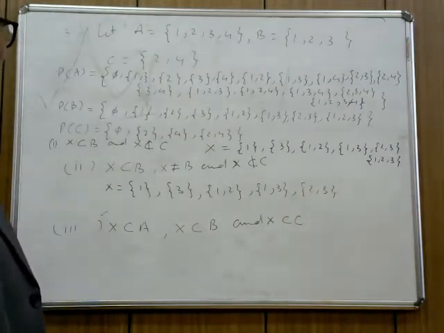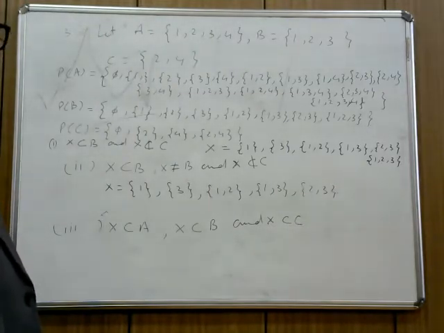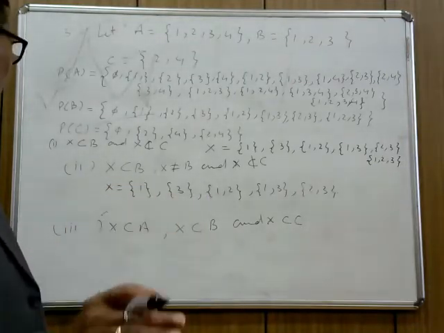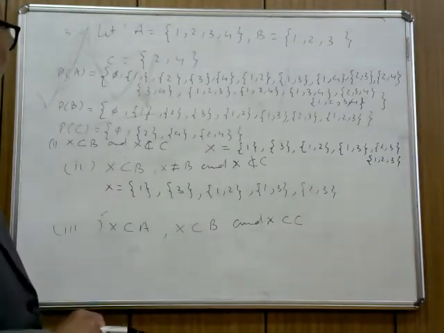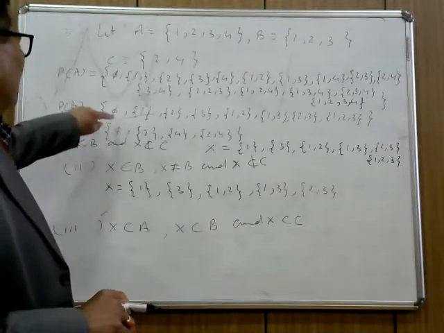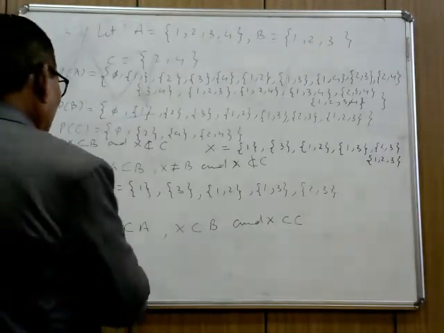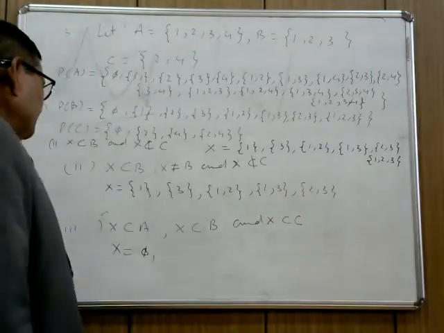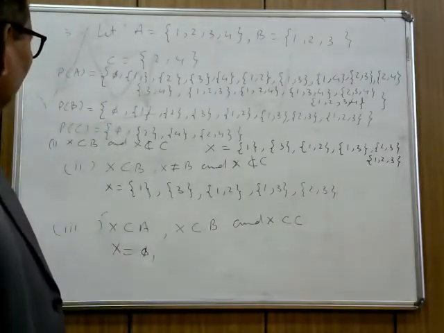X is a subset of B. Those elements which are subsets of A, B, and C all. The empty set is here, here, and here. So X is taken as the null set. This is the first. Next one.